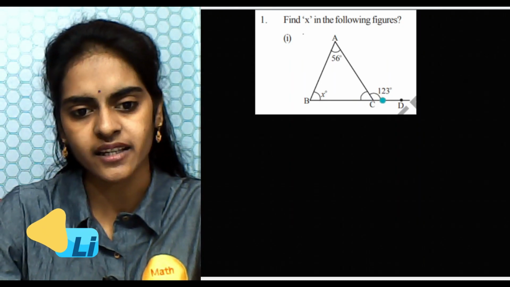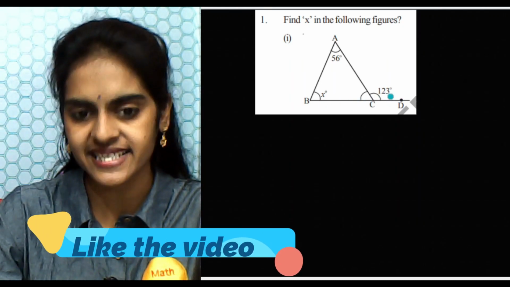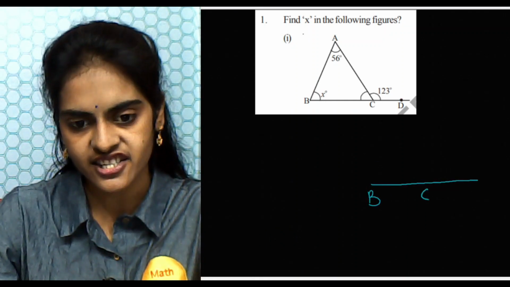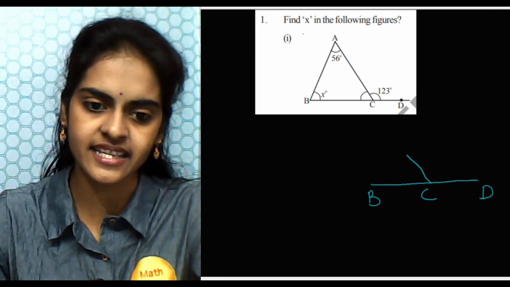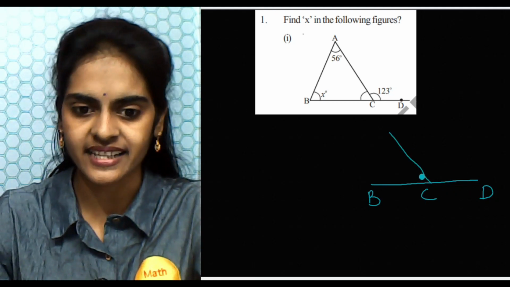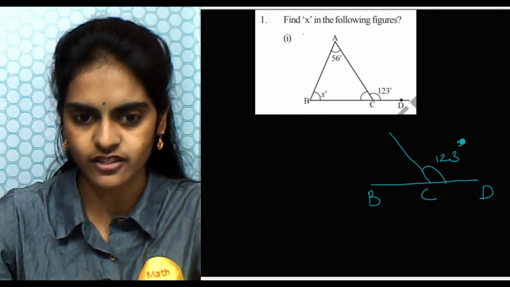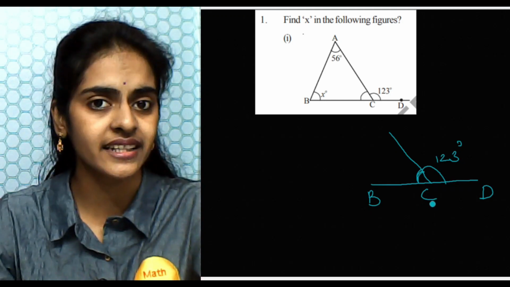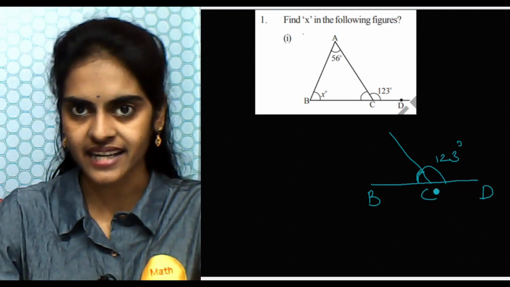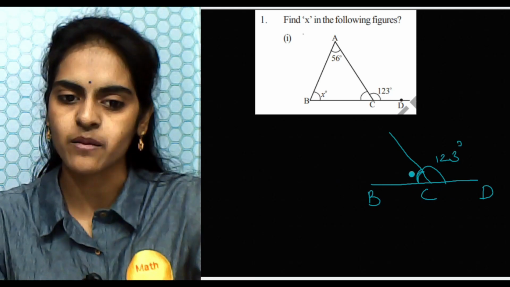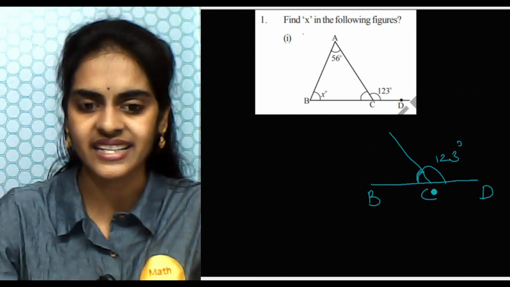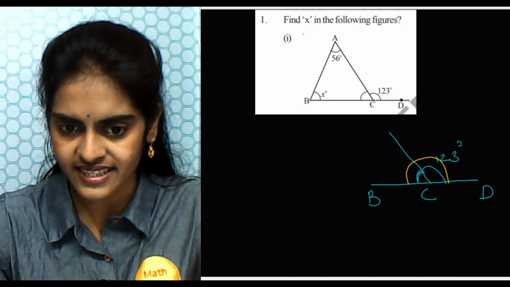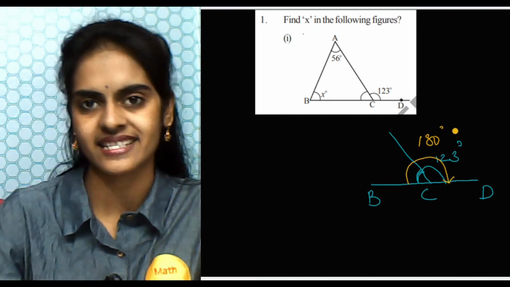Here you can see BCD is a straight line, and at C you have an angle in this way. This is 123, it is given, so this angle is 123. What about this angle? How can we find that? We know that this is a straight angle, so the sum of these two angles is nothing but 180, isn't it? So this complete angle is 180 degrees.